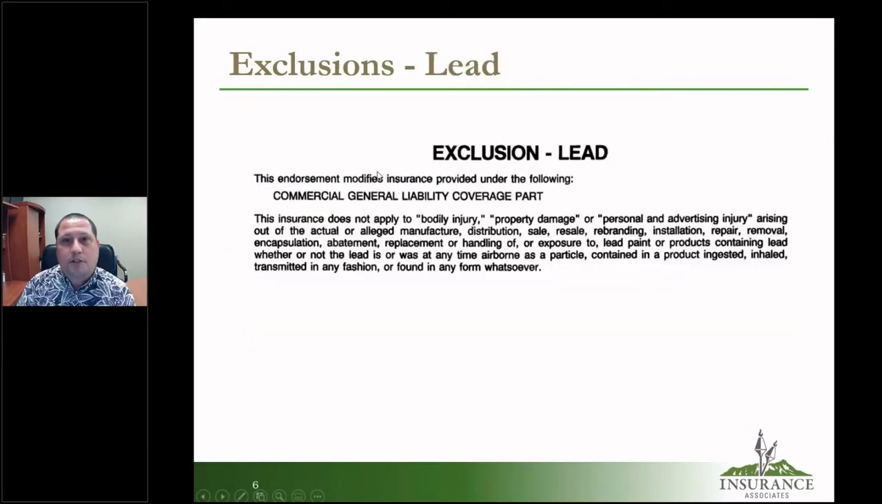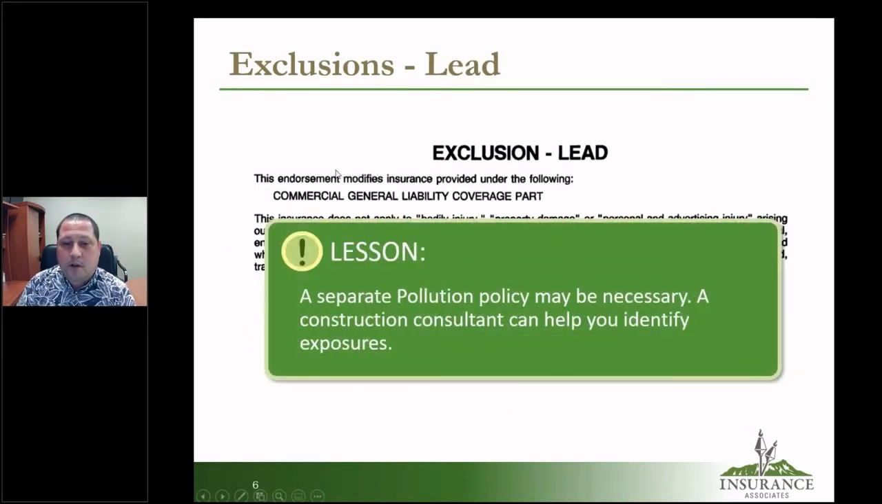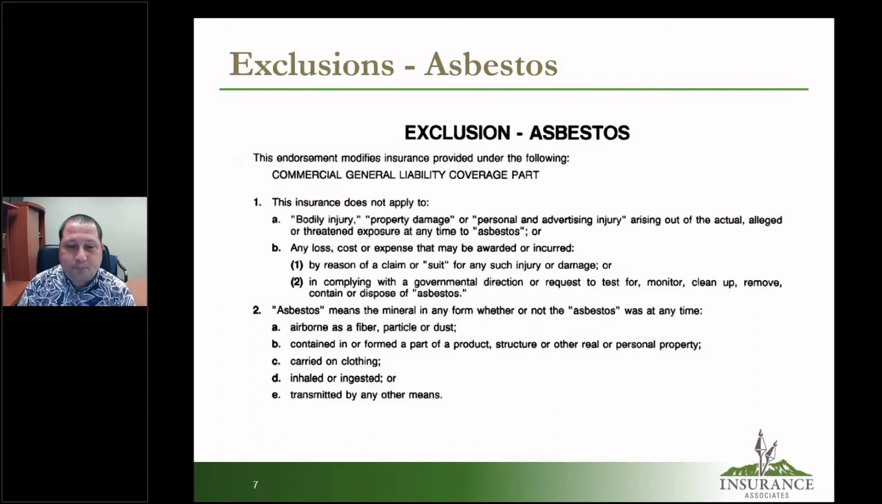The next exclusion is the lead exclusion. Old buildings have lead paint. Your remediation contractors should have pollution coverage because they can sometimes need to remove and dispose of building materials containing lead. Hire a good construction manager to help you identify if you have this exposure.